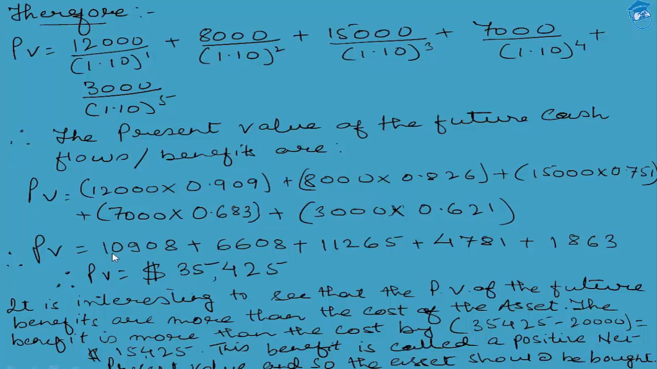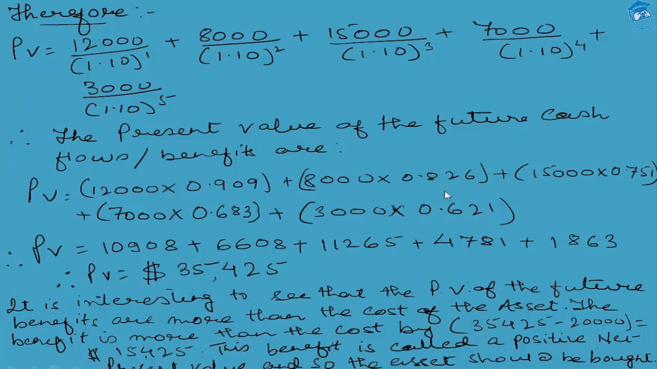Finally, the present values work out to be 10,908 USD, 6,608 USD, 11,265 USD, 4,781 USD, and 1,863 USD. So where did we get these figures from? It's quite simple. 12,000 multiplied by 0.909, plus 8,000 multiplied by 0.826, that is 6,608, plus 15,000 multiplied by 0.751, that is 11,265, plus 7,000 multiplied by 0.683, that is 4,781, plus 3,000 multiplied by 0.621, that is 1,863.